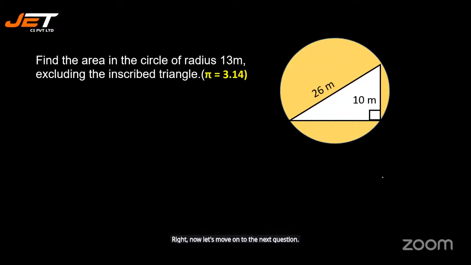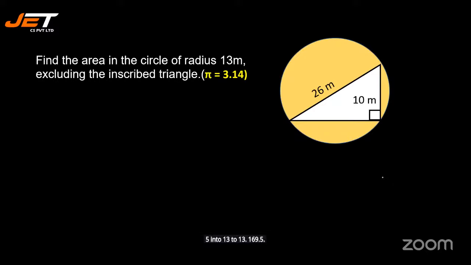The question says, find the area in the circle of radius 13 meter, excluding the inscribed triangle. Okay. So this is very simple. What you have to do is find the area of the circle of radius 13 meter. What is the area of the circle? Pi r square. Pi into 13 into 13, 169 pi.